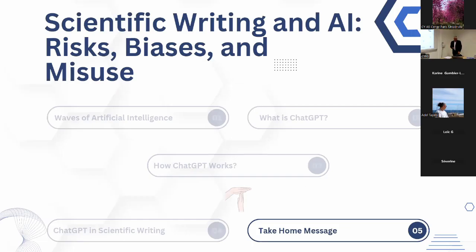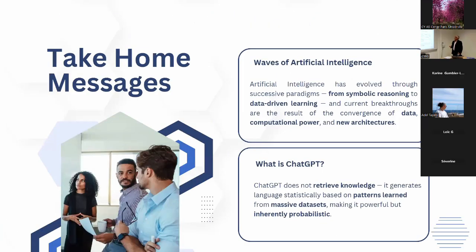Okay, so with that, right on time. Well, this time I had a few minutes extra. The take-home messages. So the first one, waves of artificial intelligence. Artificial intelligence wasn't born in 2023 with ChatGPT. It evolved through several paradigms.